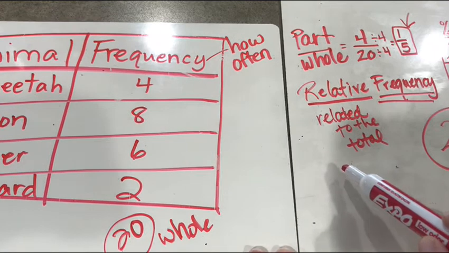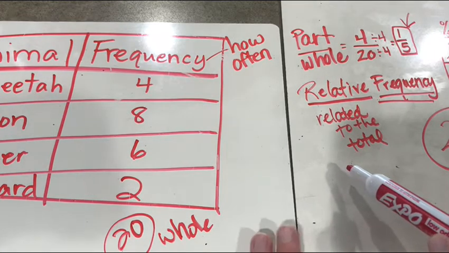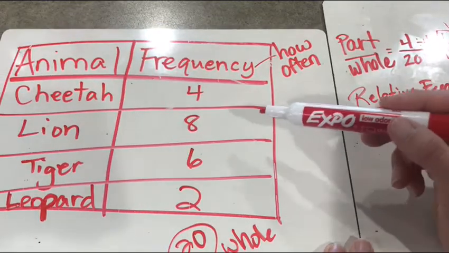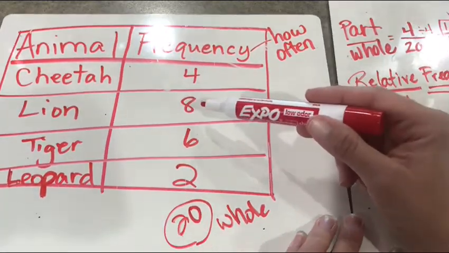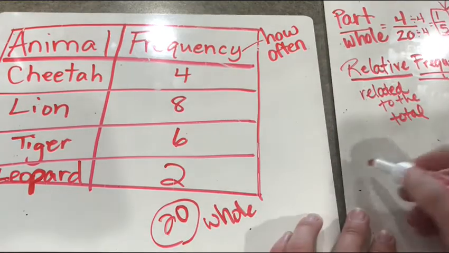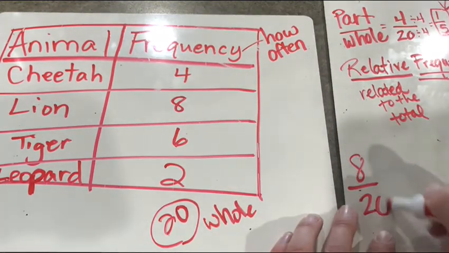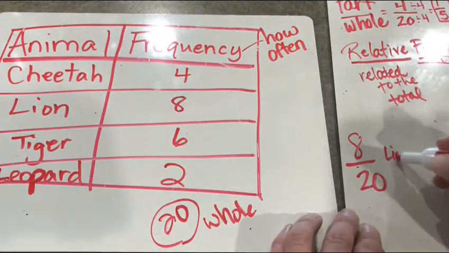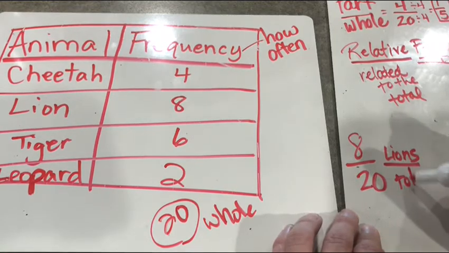So we need to write a fraction first, and then we can change it into a percent. So the frequency of lions would be 8/20. So I'm going to write that as a fraction, 8/20. It would be lions compared to the total.